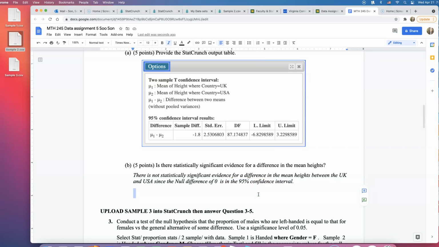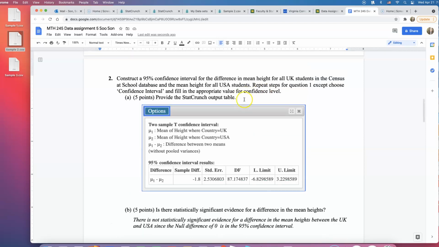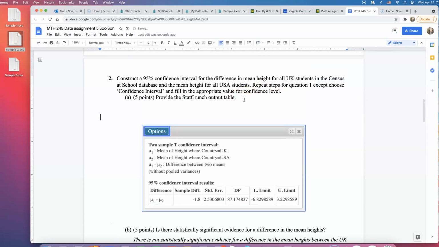So maybe, who knows, maybe you are lucky and get a confidence interval that is completely positive. What that means is there is a difference, and who is taller? UK is taller, or UK students are taller. If your confidence interval came out to be completely negative, both the lower bound and the upper bound came out to be negative, what does that mean? That means we did small number minus big number. If your confidence interval is completely negative, that means the students in the USA have higher height, okay, or they're taller.